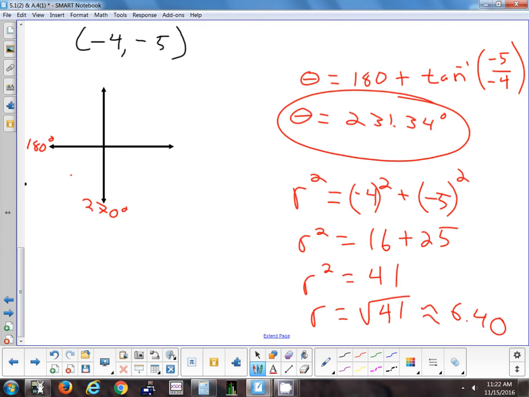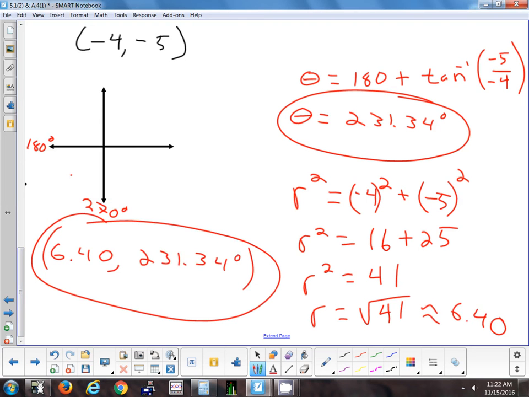Okay, so my point is (r, theta). Okay, questions on that? Okay, so that's changing from rectangular to polar.